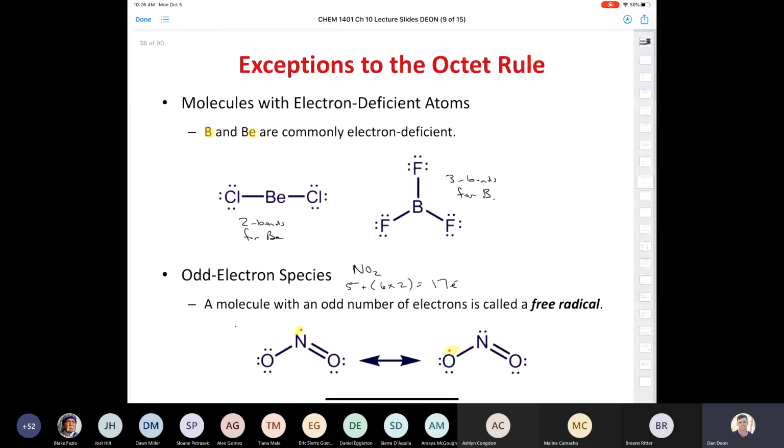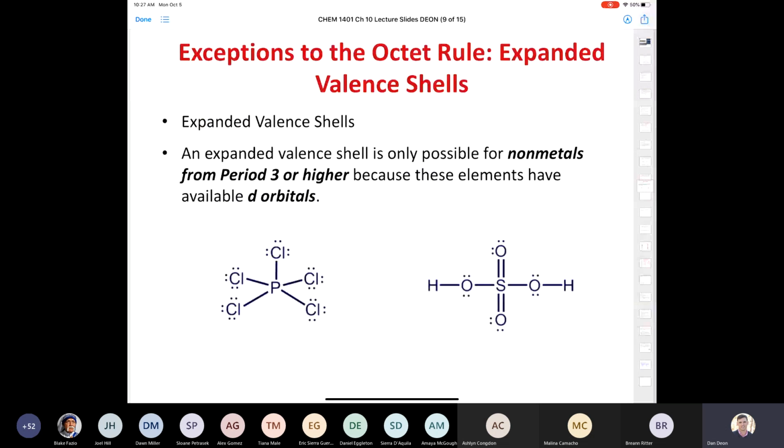The expanded valence shell, I went over this with you. Phosphorus and sulfur are both in the third period, and so they can expand their valence shells. The reason they can do that is because they have available d orbitals to put those extra electrons into.